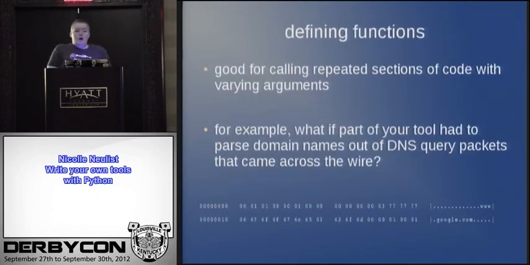Defining functions. If you're calling the same bit of code over and over again, even in your little script, you're probably going to want to have a function. So instead of writing those lines of code over and over again, you just send the argument and call it. For example, I've got this hex dump right here of a DNS query packet. What if you're going to be just listening for DNS query packets, you're writing a false DNS server or something, and you want to mess around with the query packets as they come in.